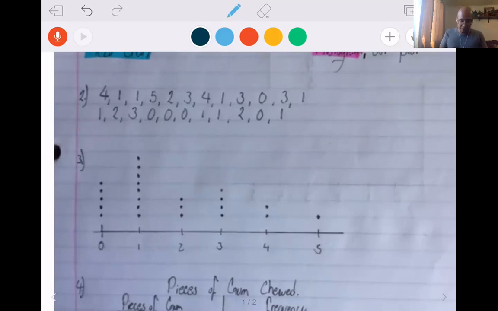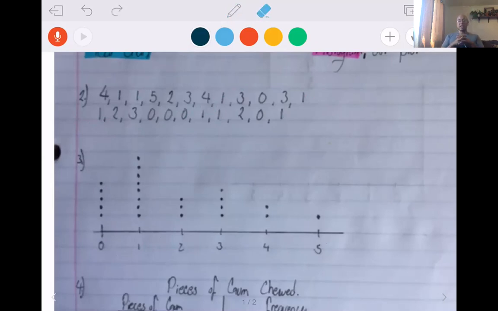So every time I saw 0, I put a dot right there. So I saw 0 right here: 1, 2, 3, 4, 5. So that's where these 5 dots came from. For 1, I saw that there was 1, 2, 3, 4, 5, 6, 7, 8, and that's where these 8 dots came from, etc. So you should know how to make a dot plot already.